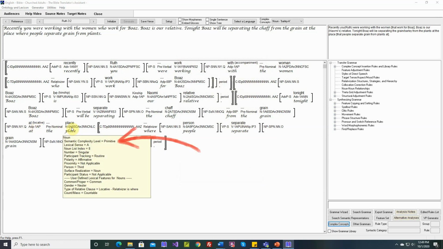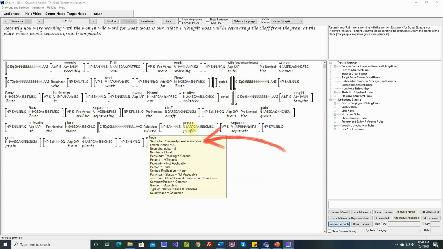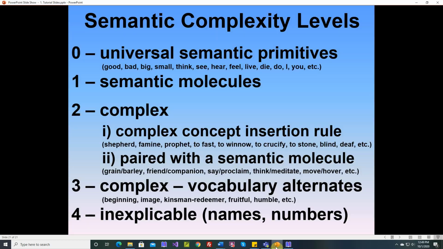The word place is a primitive. The word person is another primitive. The concept separate is a molecule. And what we mean by that, in our system we have 5 different levels of semantic complexity. And this comes from natural semantic metalanguage theory.